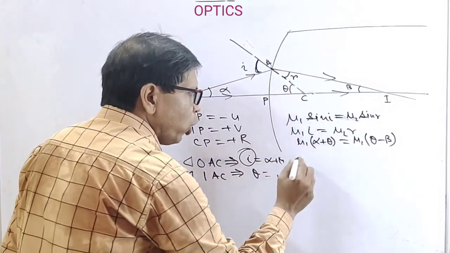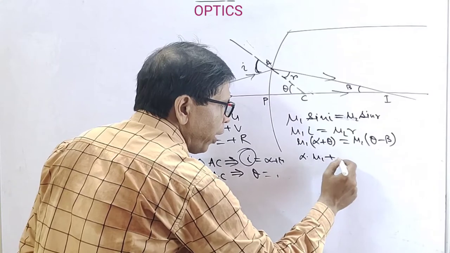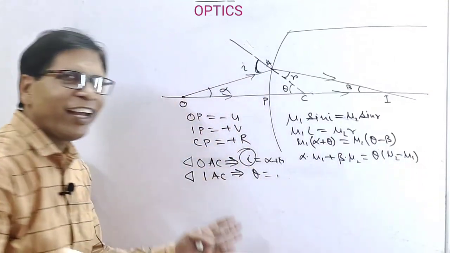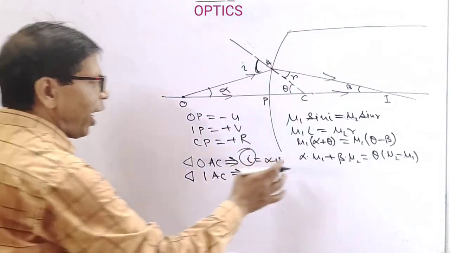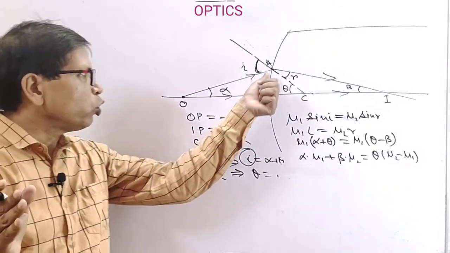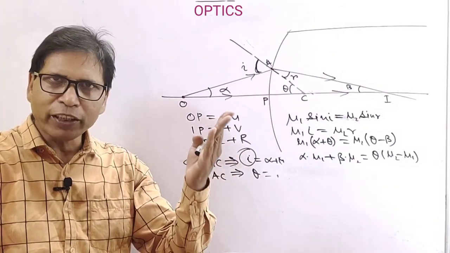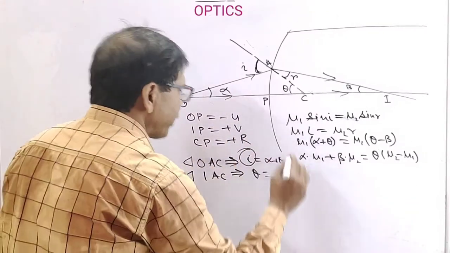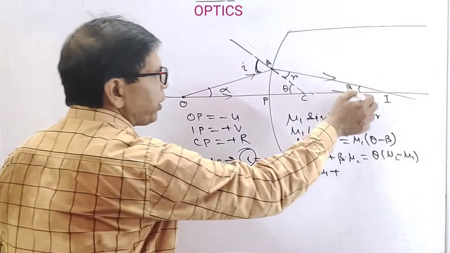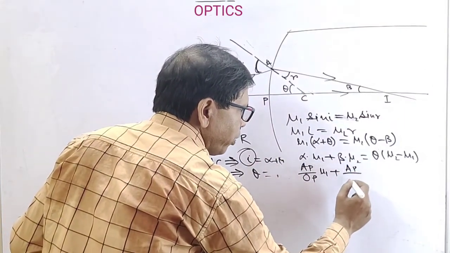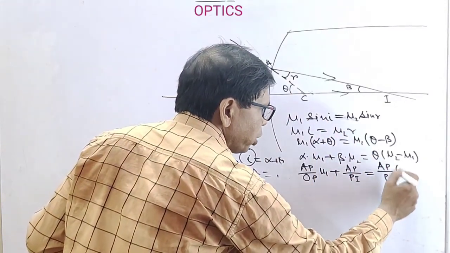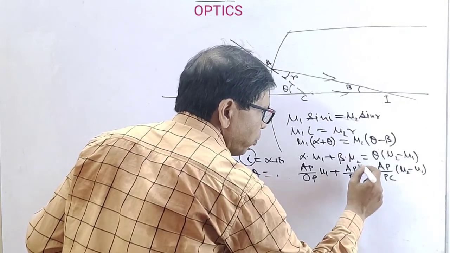Now, from this condition, we can write α μ1 + β μ2 = θ (μ2 − μ1), okay? Understood? Now, as A and P are very close points, AP is taken as almost a straight line. So in this case, α = AP/OP, β = AP/PI, and θ = AP/PC.